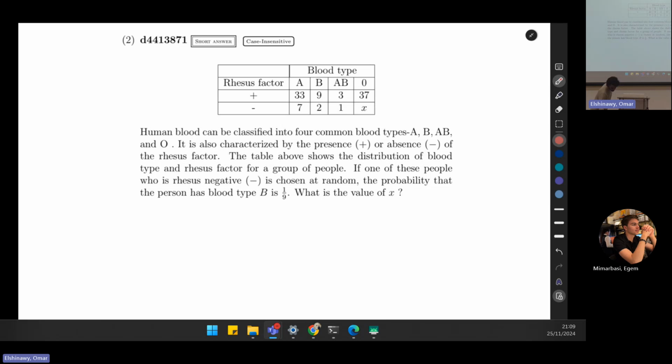Now, conditional probability again. You use a certain precondition. You look at a certain subset of all the outcomes, so to say. That makes sense.